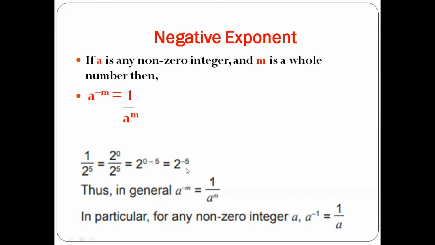So this way we can prove it. If any number is having negative power, we can get the reciprocal of that term. So 2 raised to negative 5 is equal to 1 upon 2 raised to power of 5. Thus, in general, a raised to power of negative m is equal to 1 upon a raised to power of m.